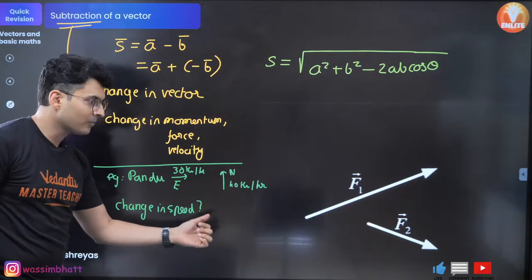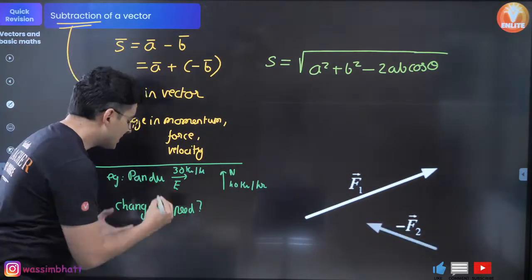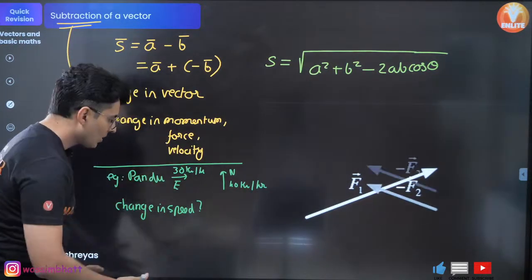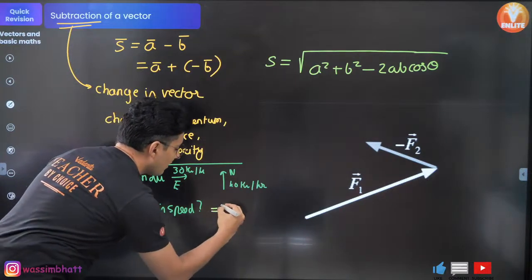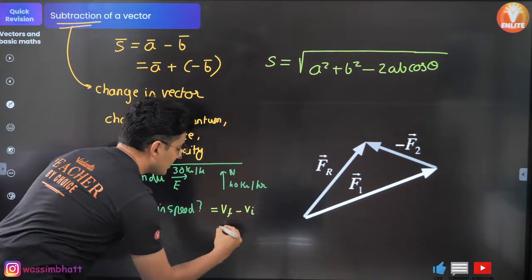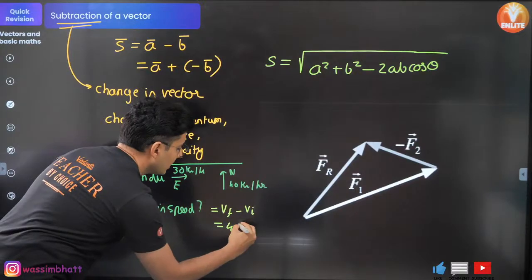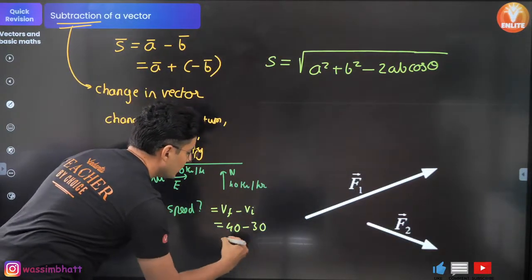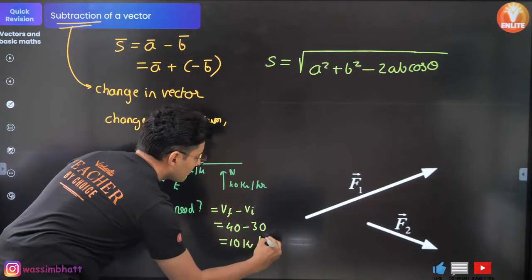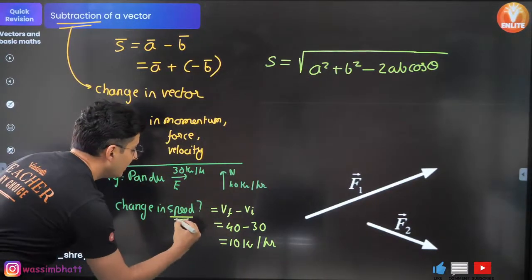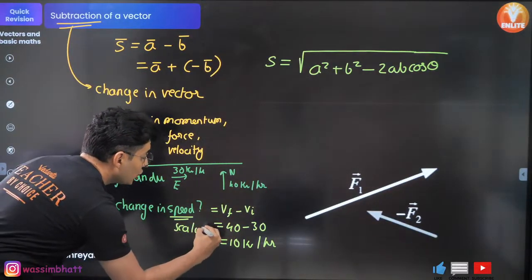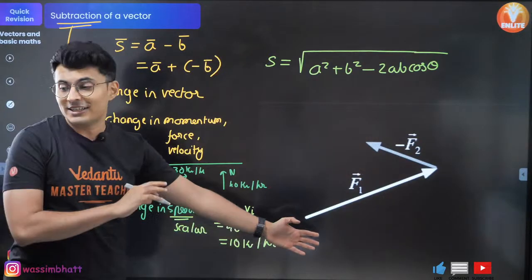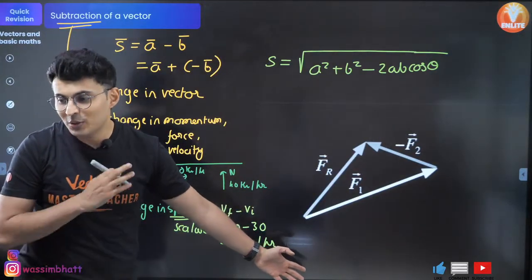Change in speed. Change means subtraction. So change in speed means final speed minus initial speed. Final speed 40, initial speed 30. So it is basically 10 kilometers per hour. Now remember, speed is a scalar quantity, so you don't have to worry about the directions at all.